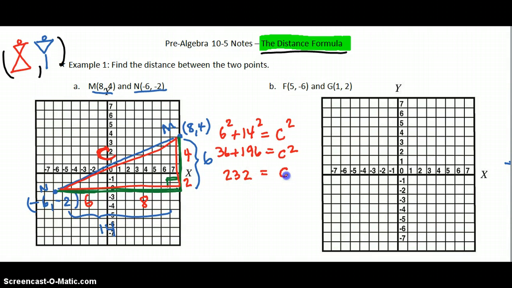So that's a total of 232 equals C squared. Now I'm going to take the square root of both sides, and C equals the square root of 232, which is approximately 15.2. So now I found the length, or the distance between M and N, and that distance is approximately 15.2.